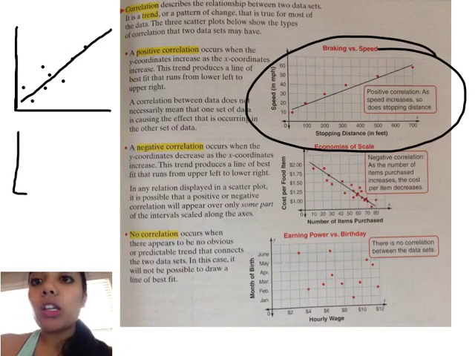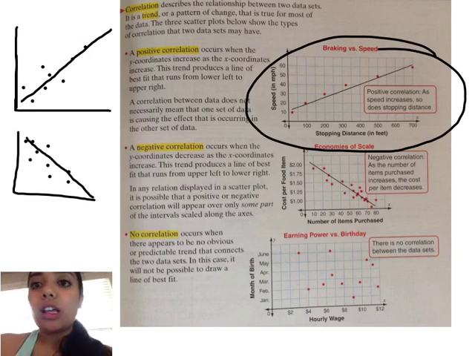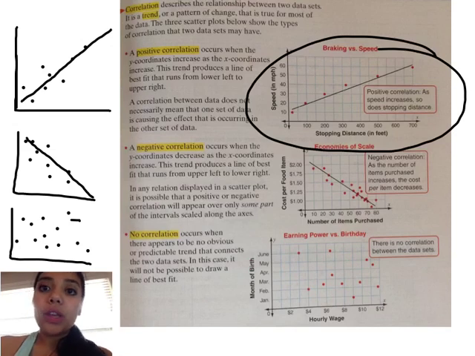Negative correlation, that means that I have points and they're trending down. So that's a negative correlation. And then no correlation would look something like this, just random. Don't have too much fun with it though.